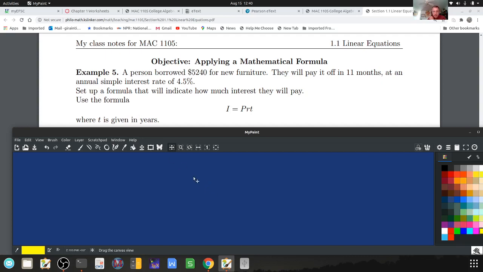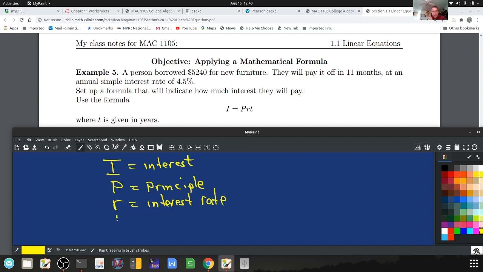So literally, we're using the formula I, which is equal to interest. P is called the principal. That's the amount you paid or put down, for those of you who buy houses or cars or borrow money. R is the interest rate. And T is time in years. So you have to know what those stand for.